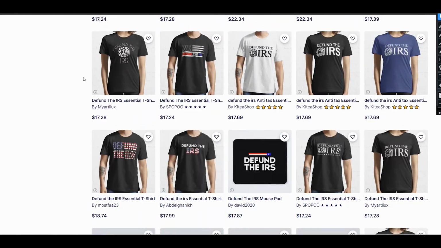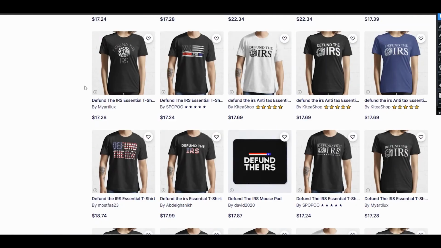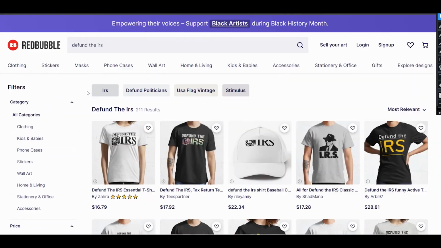Maybe some vintage illustrations can also be good for this search, and if you want to make your variation of this search, you can try to make some retro designs too.